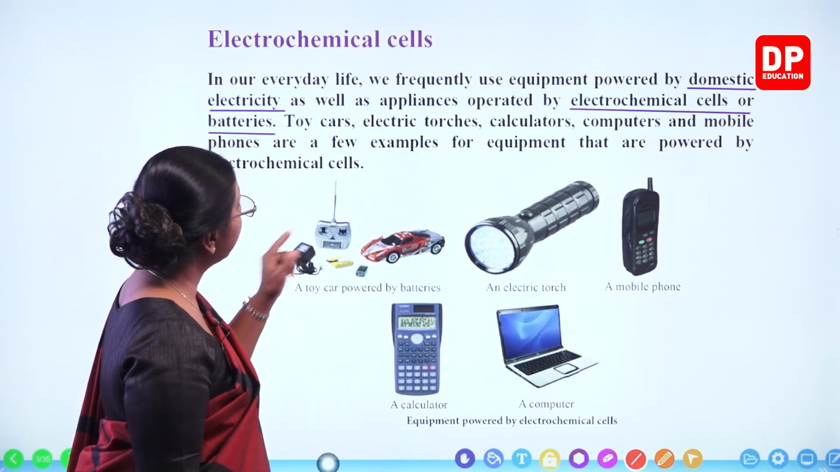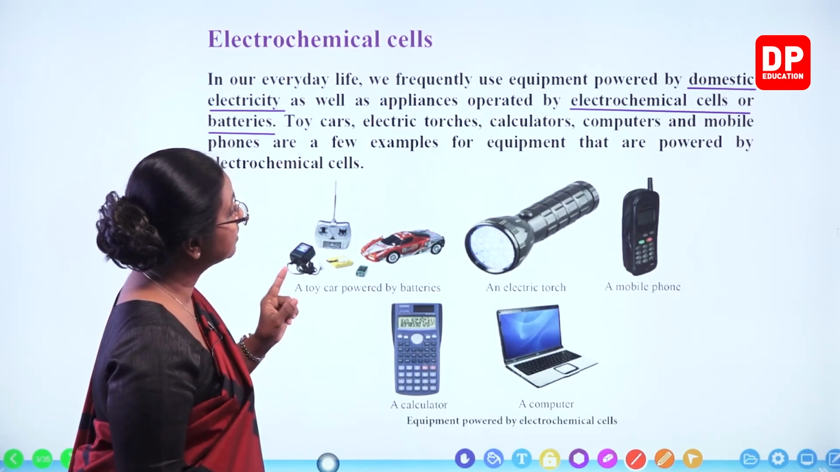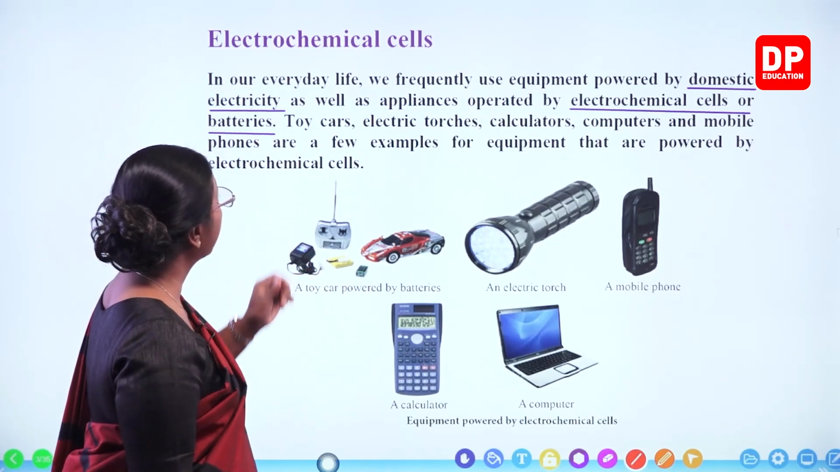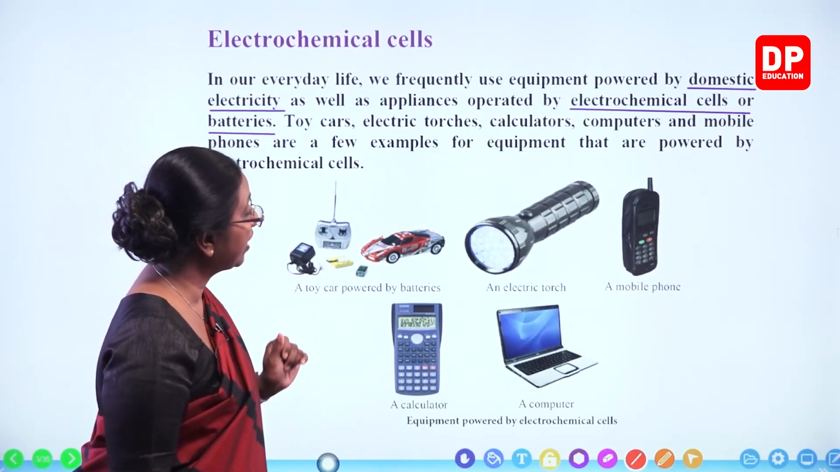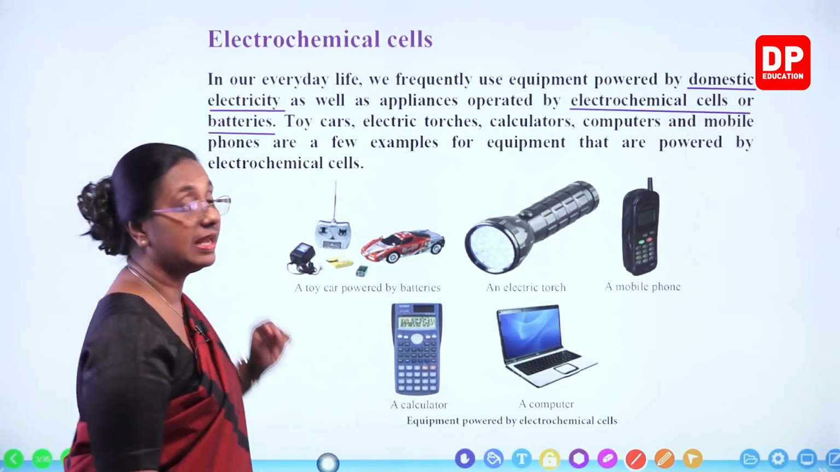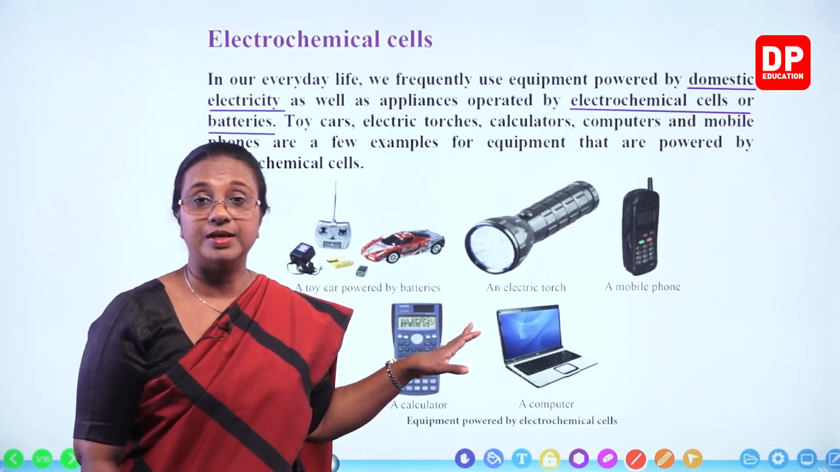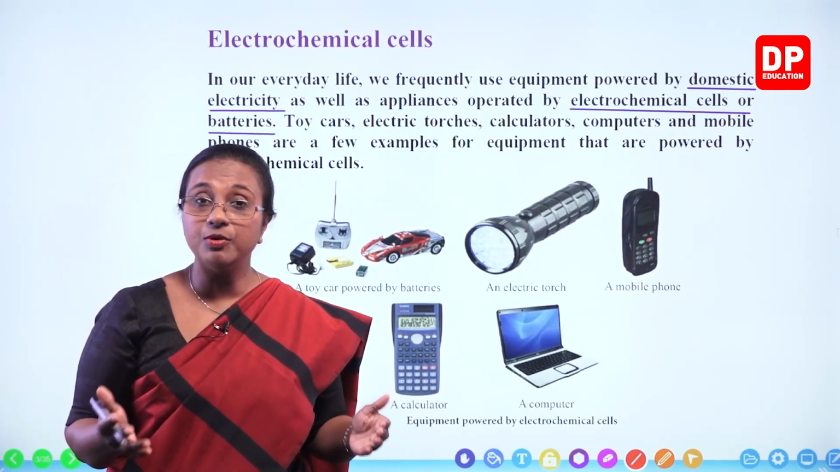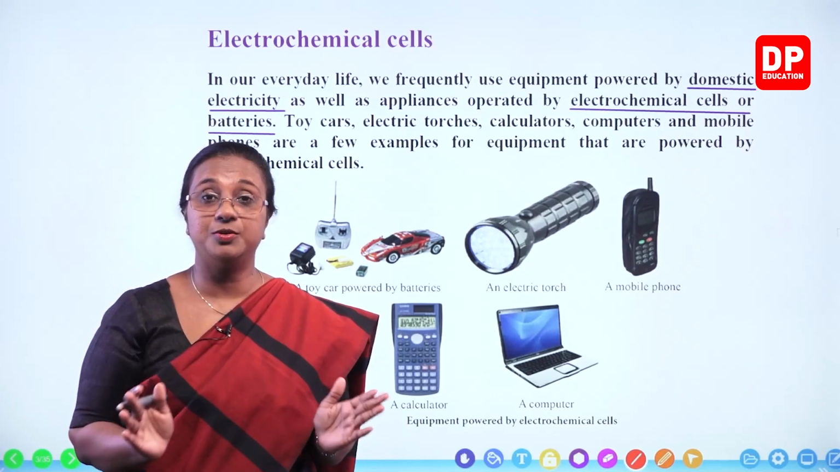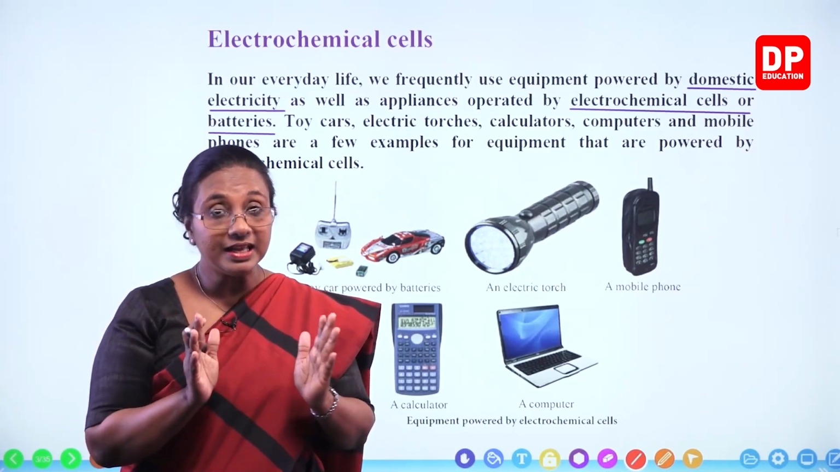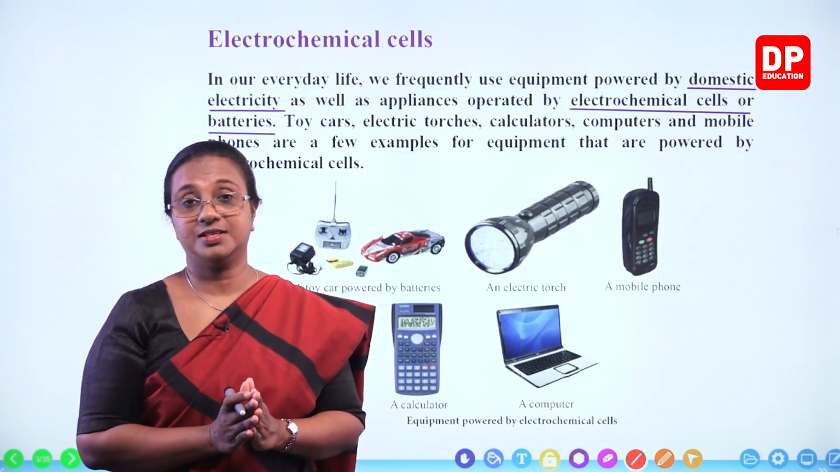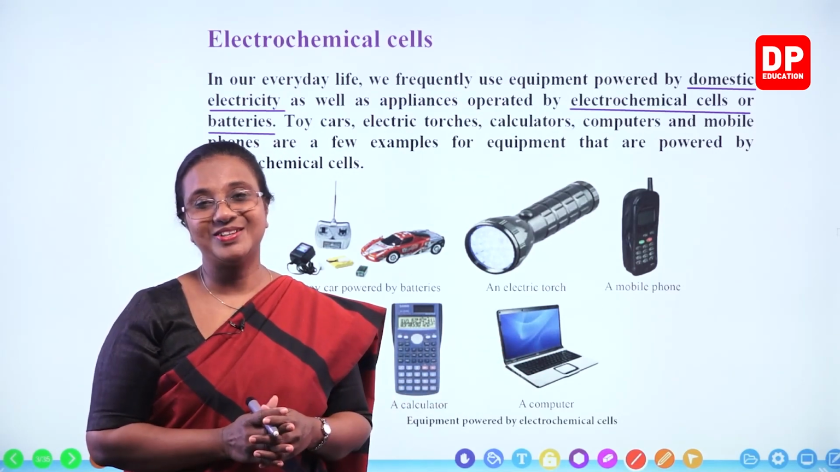Toy cars, electric torches, calculators, computers and mobile phones are a few examples for equipment that are powered by electrochemical cells. So those are a few equipment. You can think about many more equipments that you use at home. So that is just the introduction to this lesson, students. Again, I will move on to the next slide.